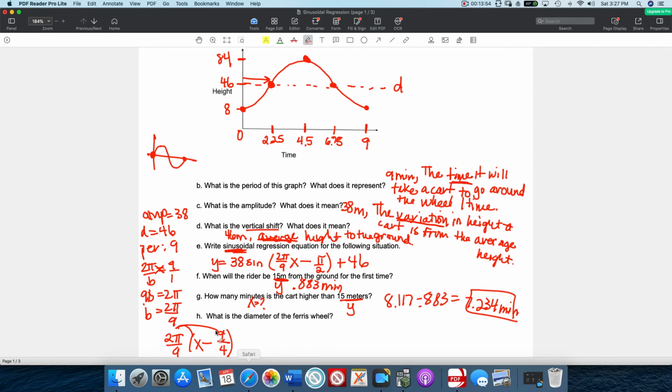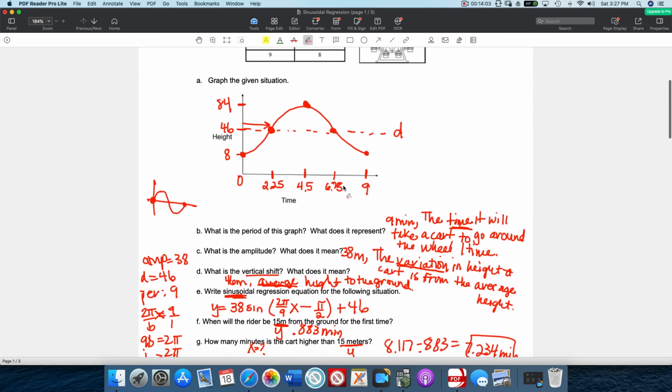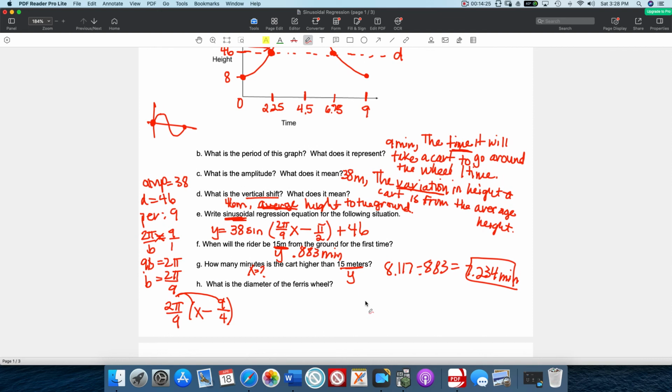Okay? Then it says, what is the diameter of the Ferris wheel? Well, guys, looking at this, the lowest you're going to get is 8. The highest you're going to get is 84. So the diameter is just going to be that difference between the two. So this is 8 feet off the ground, which makes sense. You would not want a Ferris wheel going all the way down and scraping the ground. But you need to find the difference between the two. So when you subtract them, you get 76 meters. Okay?